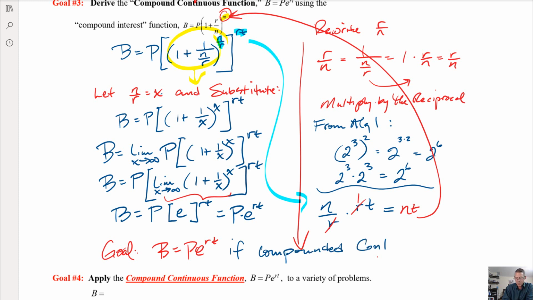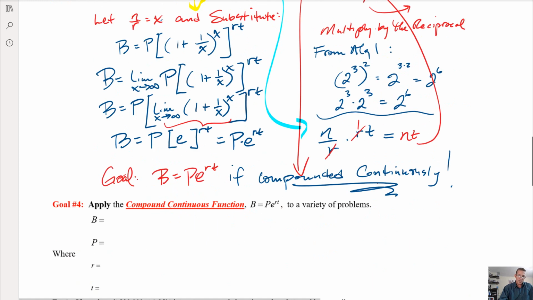Okay, it has to give you that kind of vocabulary. It has to say continuously, not quarterly, monthly, daily, and all that. It has to be compounding continuously. All right, now let's apply it. Here we go.